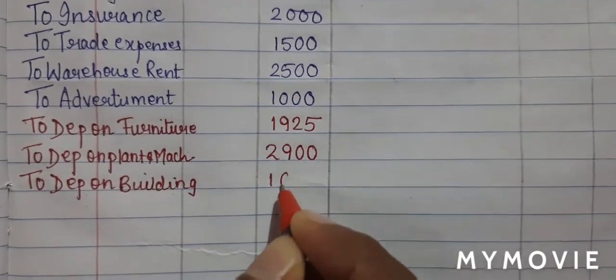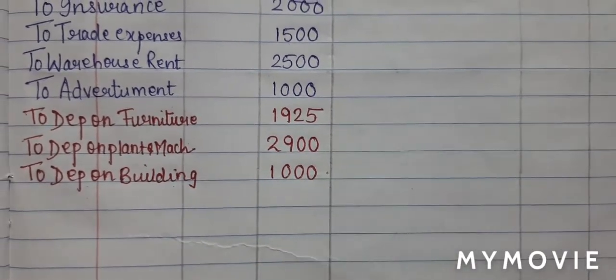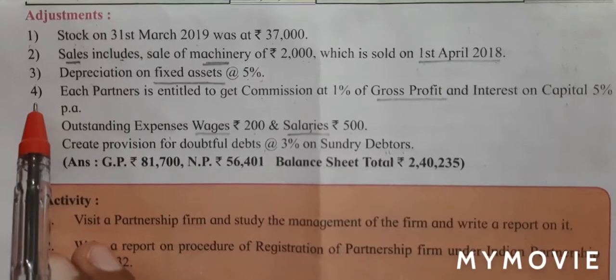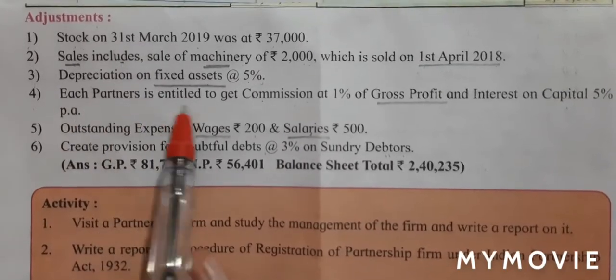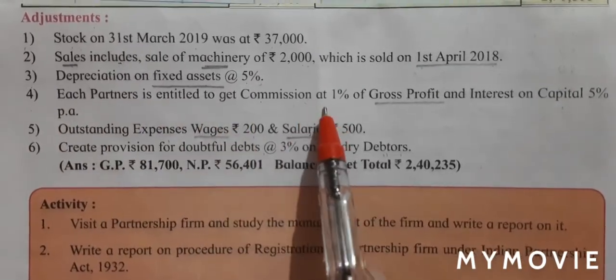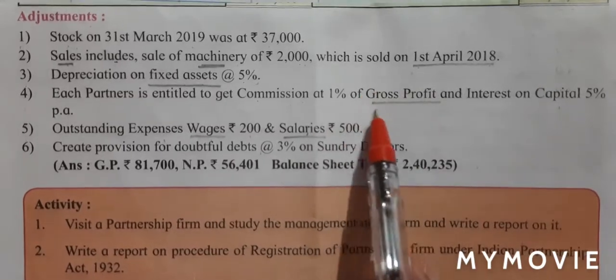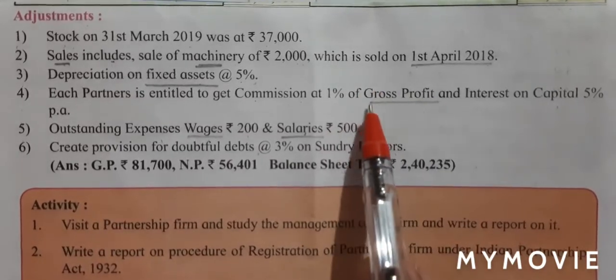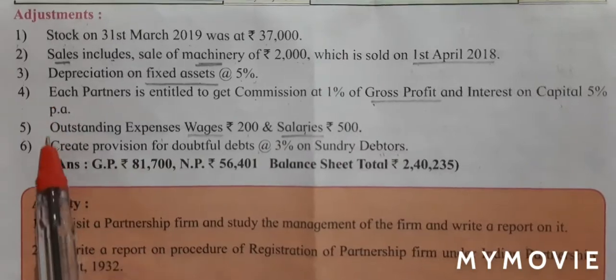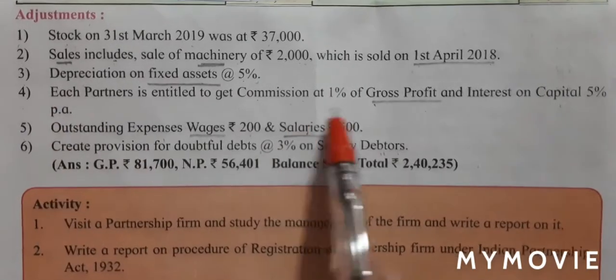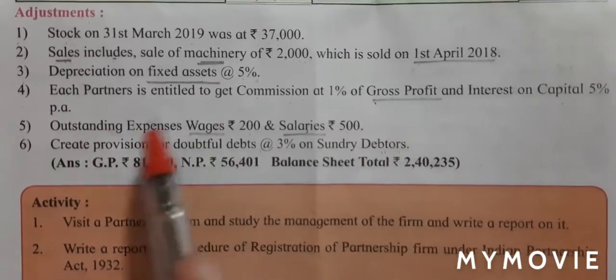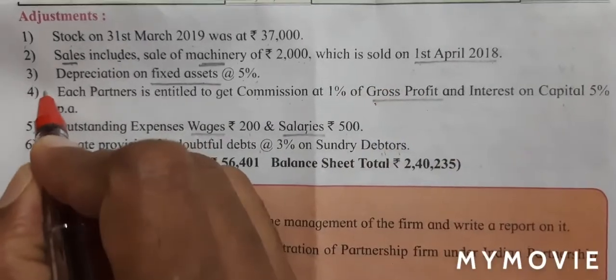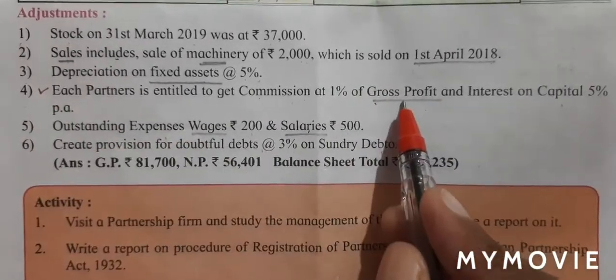In the outer column, 1,000. Now move on to adjustment number 4. Each partner is entitled to get commission at 1% of gross profit. Now students, we cannot do this unless and until we complete all our adjustments. So we will do this at the end. So we'll just put a tick mark over here and we'll say that we do this at the end.